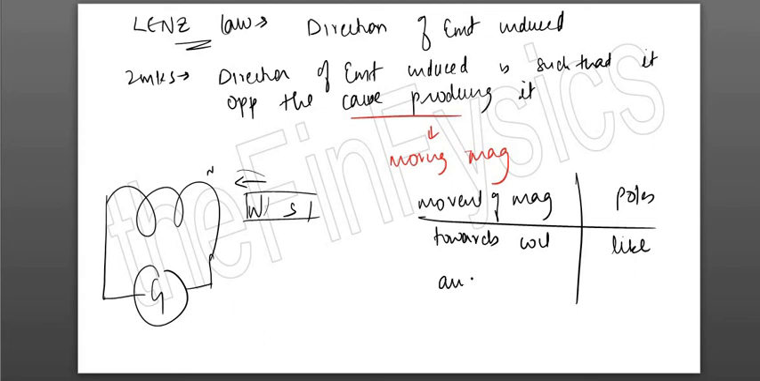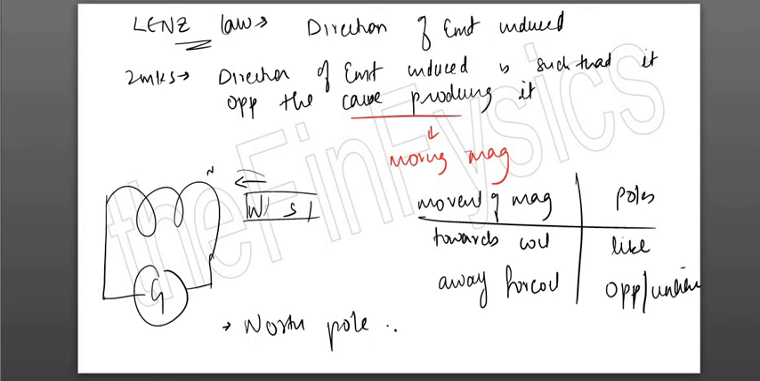Okay, and if it is moving away from the coil, then again this coil will try to stop the magnet from moving. So it will try to attract now. So it will be opposite or unlike. Okay, so they ask you the definition for 2 marks. Then they will tell you to find the pole and draw the magnetic field. To draw the magnetic field, you should know the north pole.